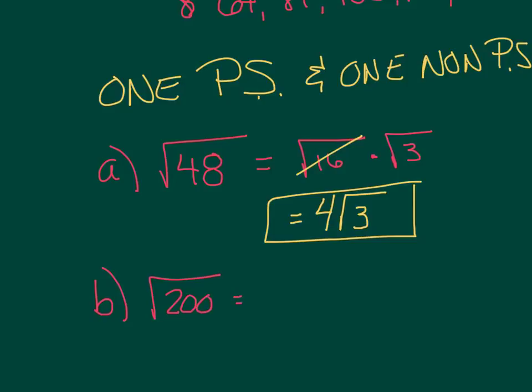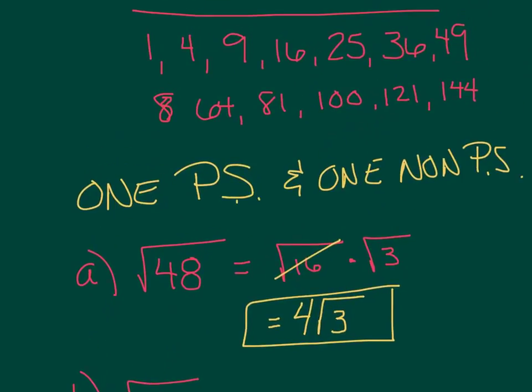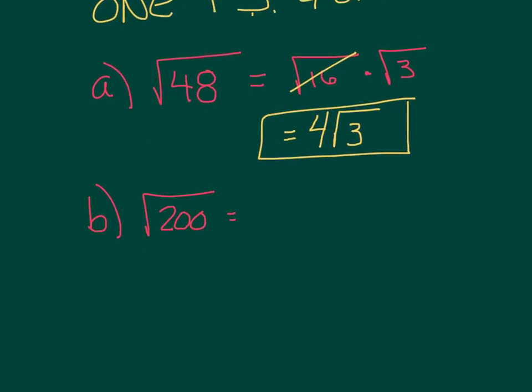Okay, and I'm looking for two numbers that multiply. That was property 1, two numbers that multiply to 200. One of them has to be from my perfect square list. Hopefully you've guessed that one. That one's pretty nice. I'm going to go with 100 and 2, because 100 times 2 is 200.